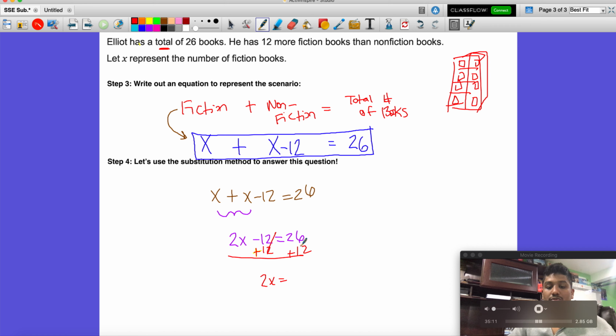2x equals 38. Still need to get this x by itself, so we're going to divide both sides by 2, and we get that x is equal to 19.